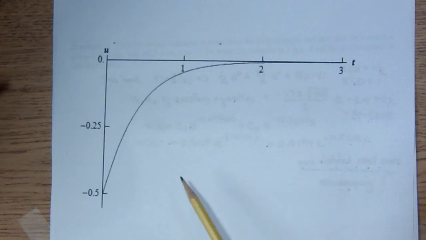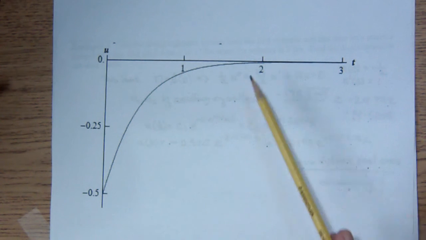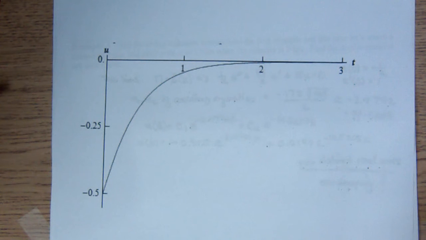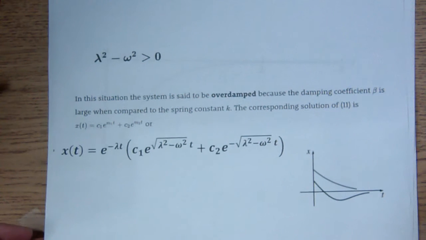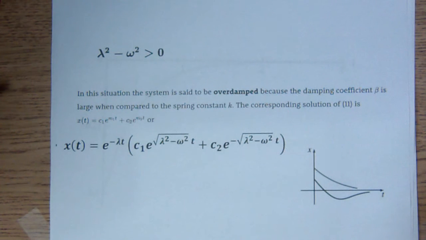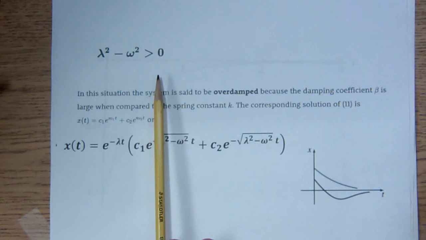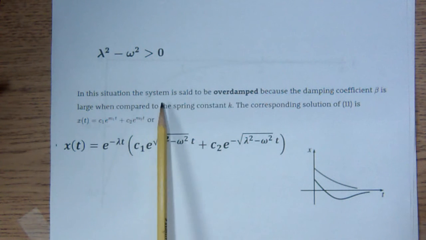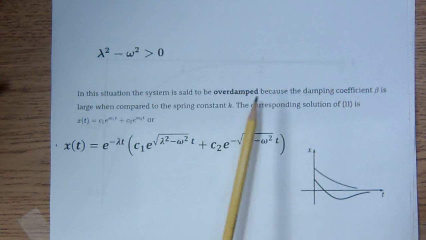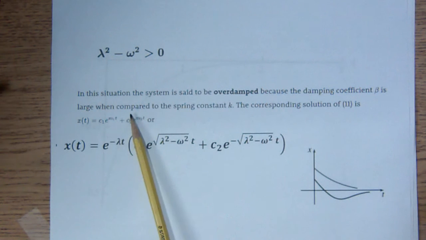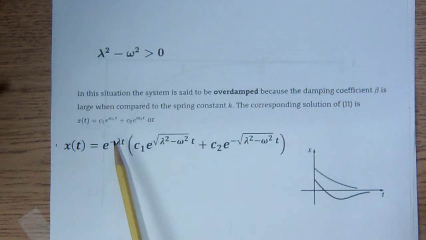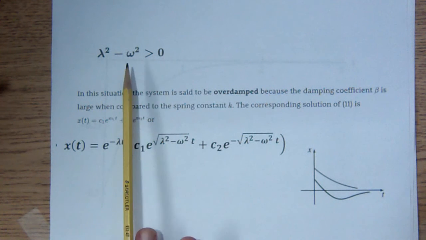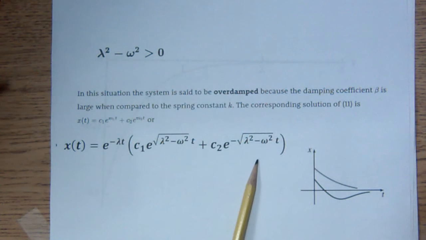When we look at the curve, we see similar behavior to before, but since we had two distinct real roots, the discriminant was greater than 0. In this situation, we say the system is over-damped because the damping coefficient is large when compared to the spring coefficient. The corresponding solution, using m1 and m2 to represent the roots, or in terms of the discriminant, you could write this way.